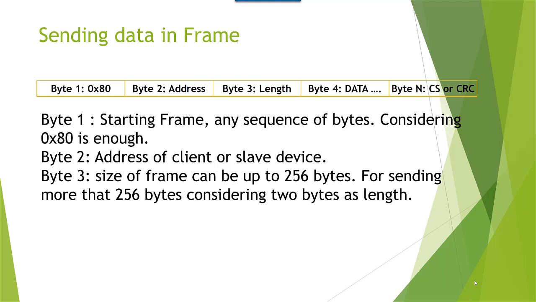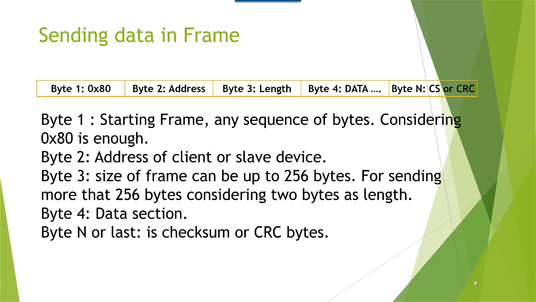The length of the frame is required because the slave device should determine when to stop reading bytes from the hardware interface. Byte 4 and up is the start of the data section. In this lecture, we will focus on how to structure this data and put it in the frame. The last byte, byte n, is the checksum or CRC byte. The checksum is the sum of the bytes in the frame and it is used to validate the frame.